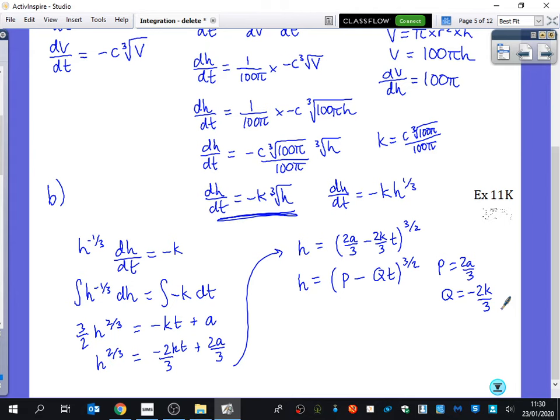And remember, this K is actually C cubed root 100 pi over 100 pi. But it doesn't matter, because we keep doing new constants to make them look nicer. P and Q look so much nicer than minus 2 over 3 C cubed root 100 pi over 100 pi. That's why we rename it. That's why we give it a new name, because it's just a number still. So why not make it look nice and make it look like this thing that we've got here?